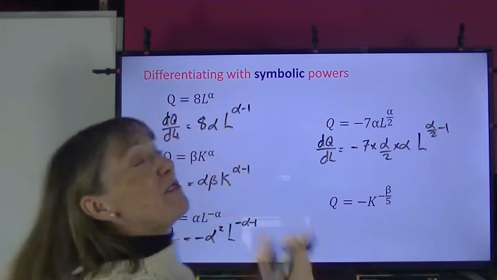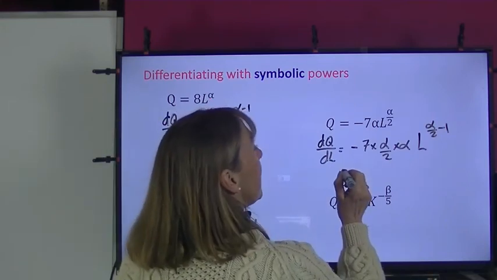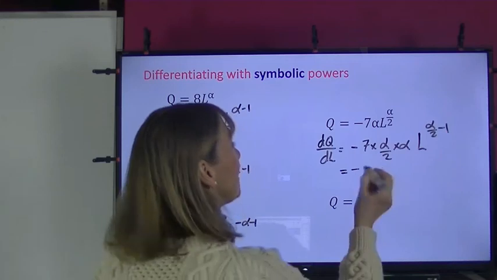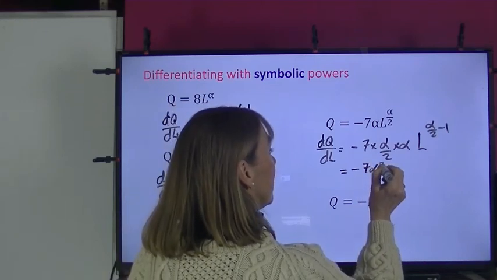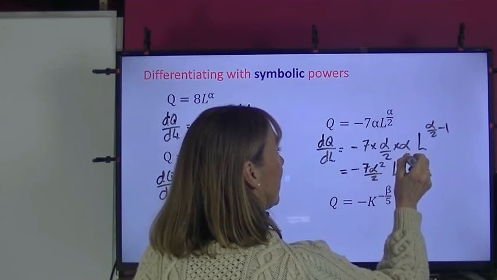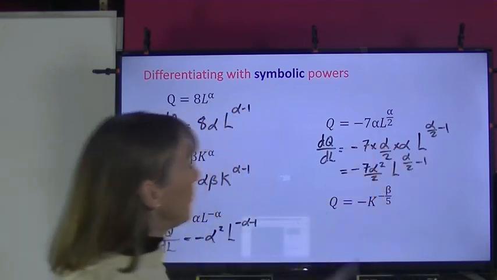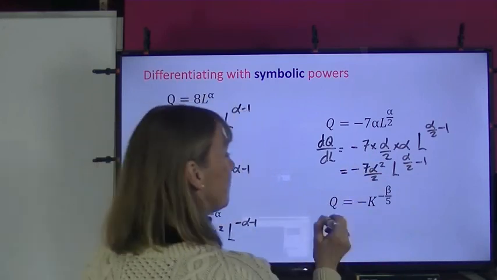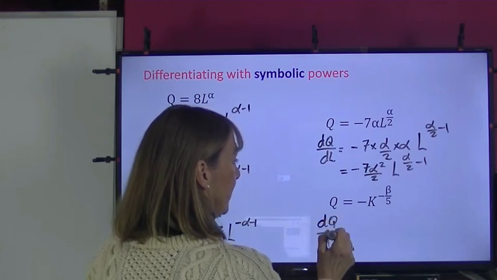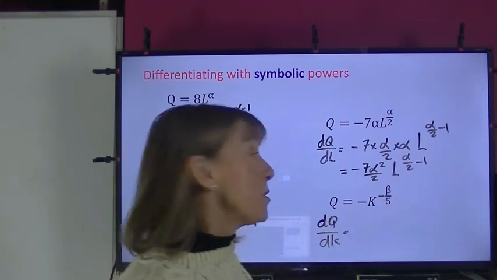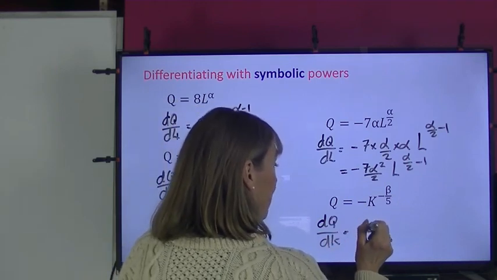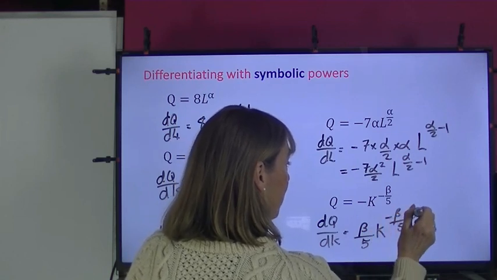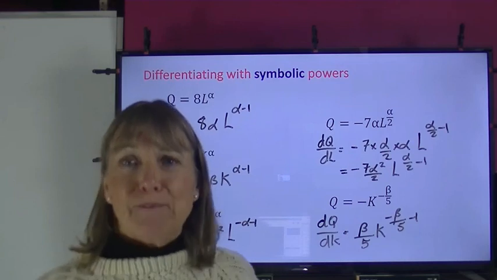You see what I mean? These are rather nonsensical functions. So this is going to be equal to minus, I've got alpha squared, I've got 7, I'm going to put them all over the 2. They don't all have to go over the 2, but because they're multiplied, they can all go over the 2. So that's that. And then finally, dQ by dK, negative times a negative, so it's going to become positive. I'm going to have beta over 5 times K to the minus beta over 5 minus 1. Okay, I hope that was helpful.